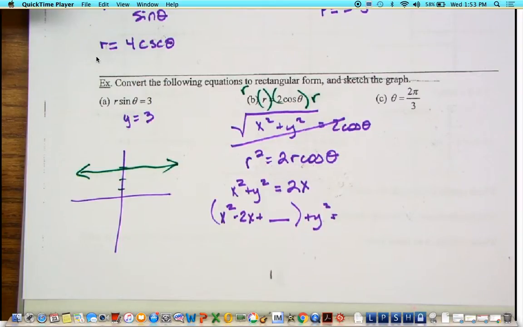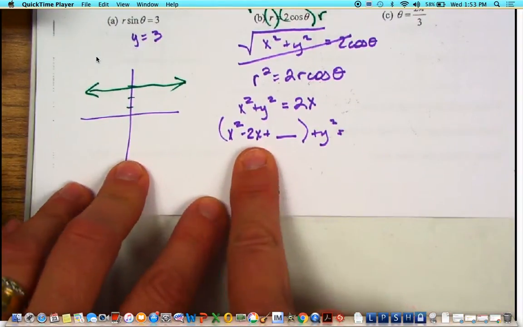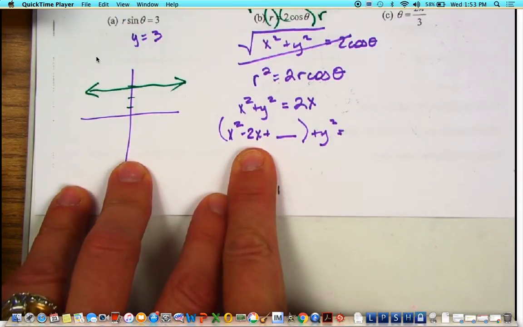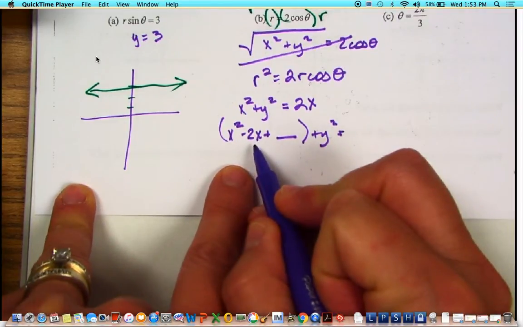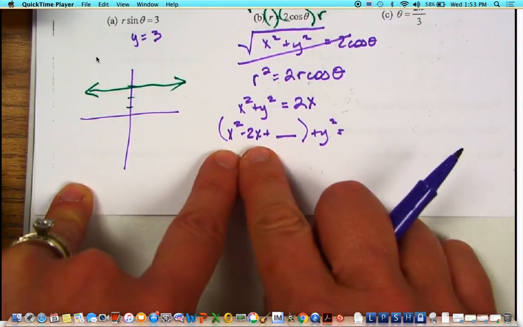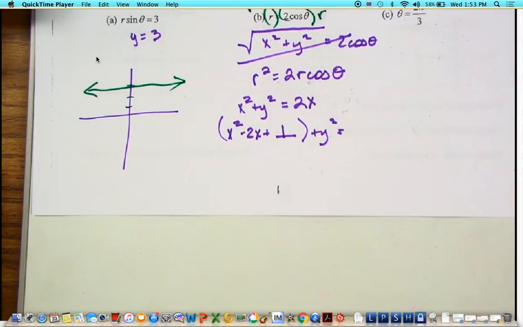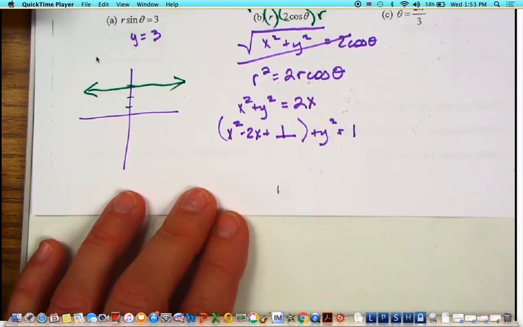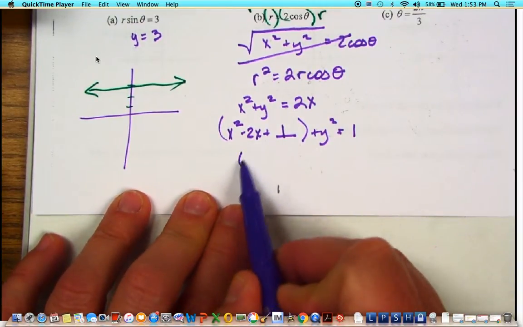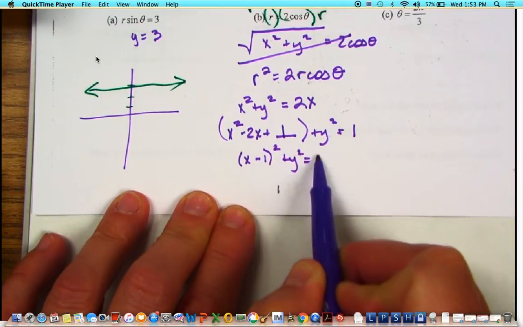All right, so do you remember how to complete the square? Isn't it like you divide by 2 and square it? So what am I putting on this side? Divided by 2, the middle term, right? That's how you complete the square. So this becomes a plus 1, and if I put a plus 1 on that side, I have to put a plus 1 on this side. So this becomes x minus 1 squared plus y squared equals 1.